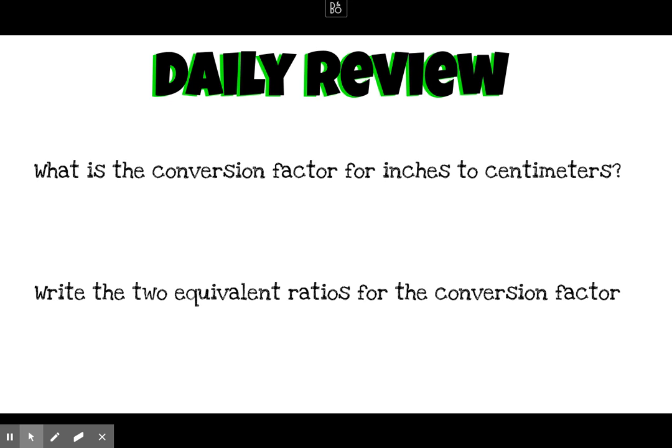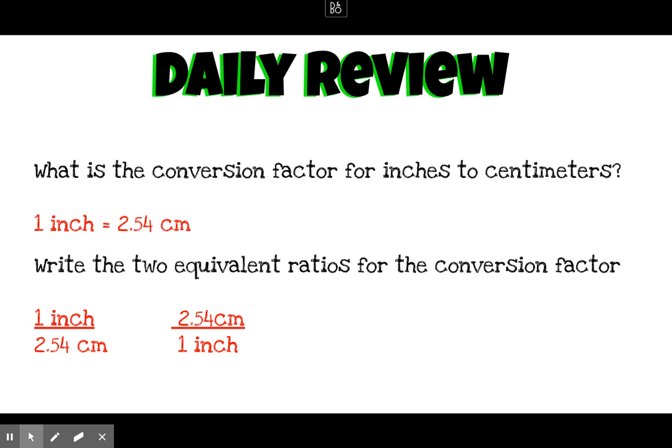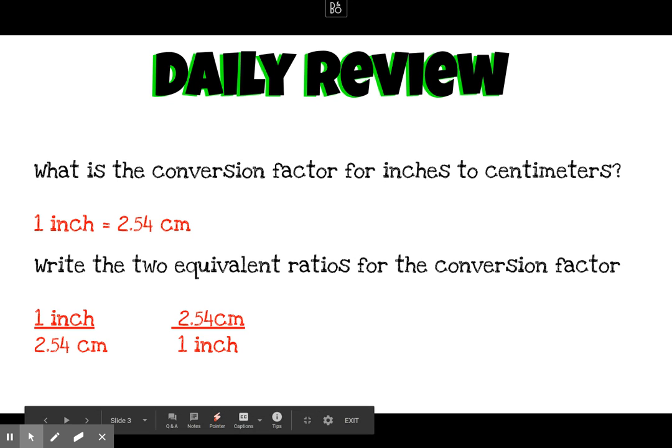All right, so let's go over what the answers are. So our conversion factor for inches to centimeters. We start out with 1 inch equals 2.54 centimeters. So we know that there's 2.54 centimeters in 1 inch. So our equivalent ratios would be in 1 inch, there is 2.54 centimeters. And the equivalent is in 2.54 centimeters, that is 1 inch.